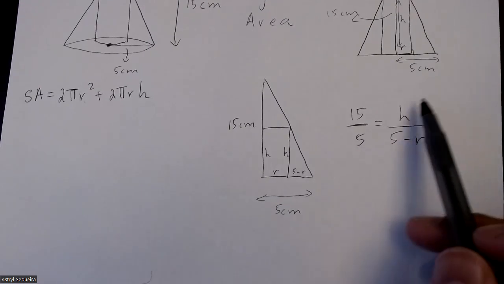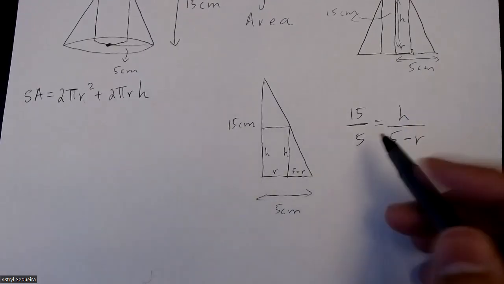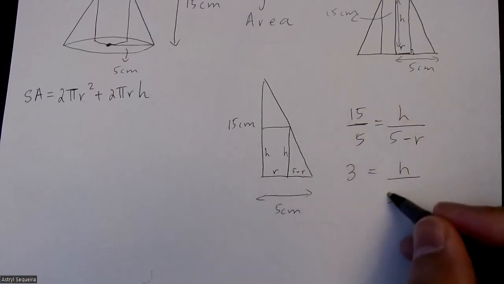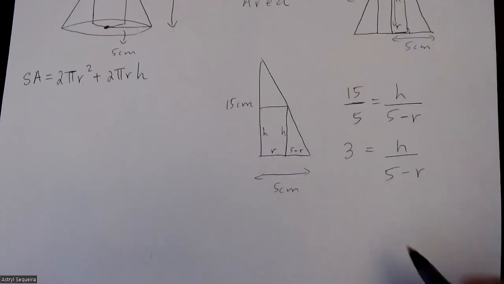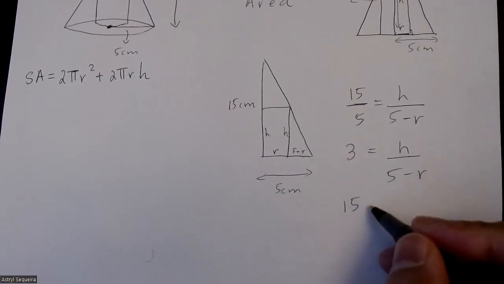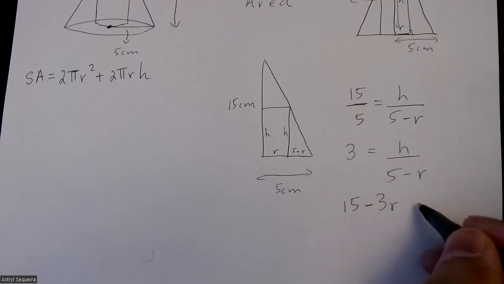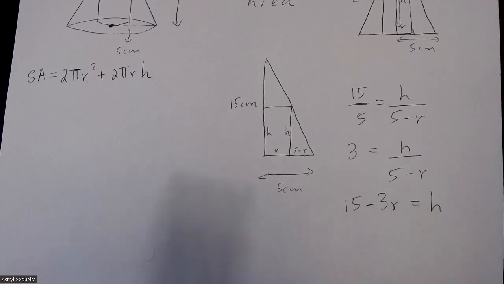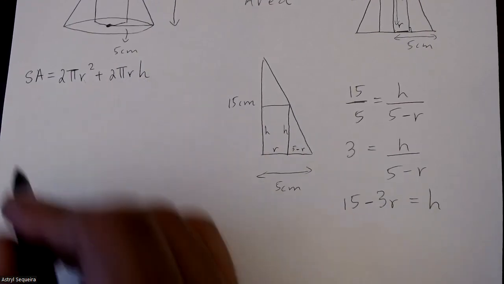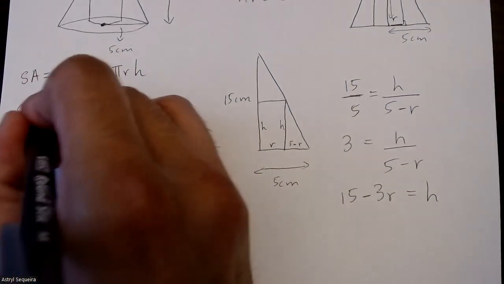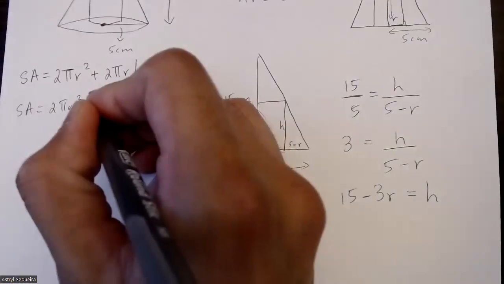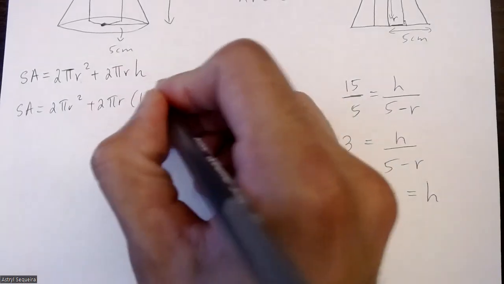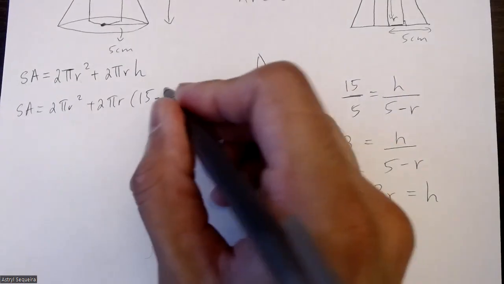Now all I have to do is isolate the height in this equation and substitute it there. So 15 divided by 5 is just 3. I can do that first. Then I can multiply the 5 minus r on the other side. So I get 15 minus 3r equals my height. I'm going to substitute this over here for my height. So my surface area is just 2 pi r squared plus 2 pi r times (15 minus 3r).